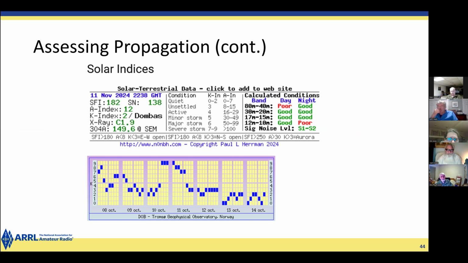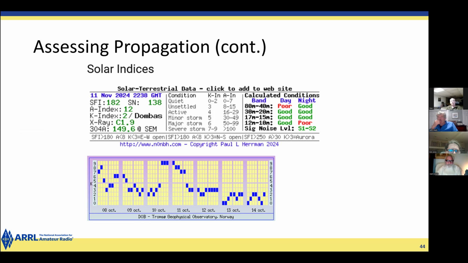Sunspot number SN, the A index and the K index, which actually mean things are pretty calm, and a couple other measurements, I'm not sure exactly what. And then on the right-hand side, you'll see everything simplified to band conditions day and night. And you'll see that today the predictions are in North America, at least.